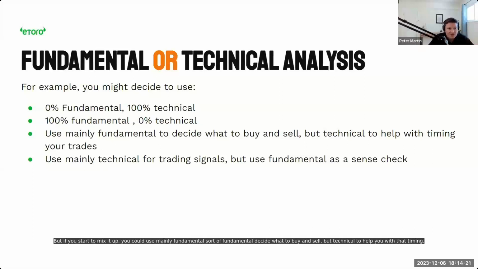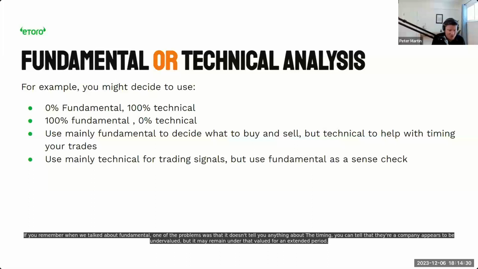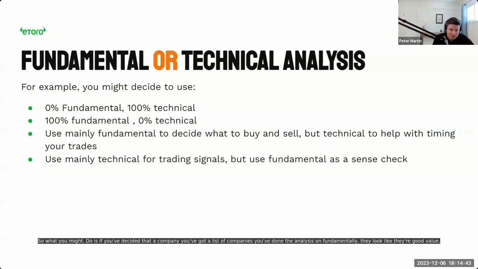But if you start to mix it up, you could use mainly fundamental to decide what to buy and sell, but technical to help you with that timing. If you remember when we talked about fundamental, one of the problems was that it doesn't tell you anything about the timing. You can tell that a company appears to be undervalued, but it may remain undervalued for an extended period. So if you've got a list of companies you've done fundamental analysis on that look like good value, you might then look at the charts and decide which one of your short list looks like it might be a better time to buy than some of the others. You might use that just to color your thinking.